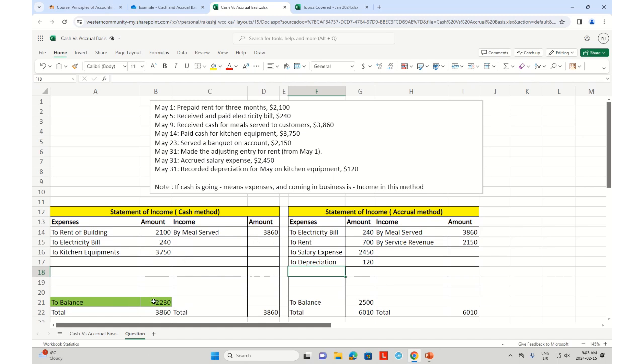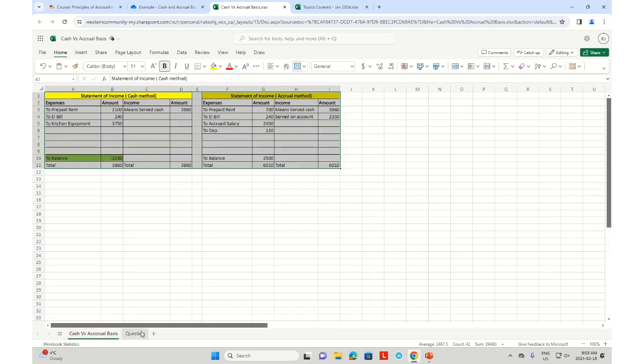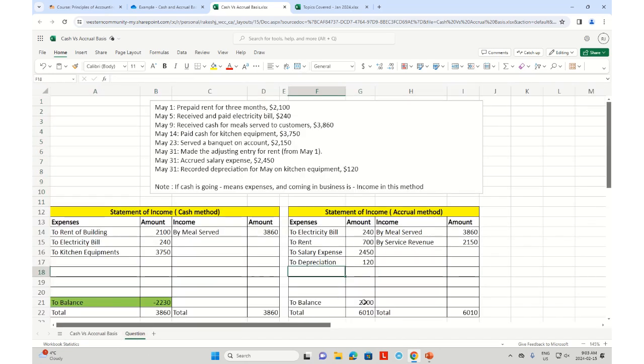Here it is showing there is a loss. So the loss is for 2230 and the profit here is for 2500. So here we can write net profit, and here this is in minus, so we can write a net loss. Or we can write this net loss here because this side is more and this side is less. So this side we can add minus this side, so here we can write loss as well, but here we are writing in minus, even then this is also right. So this is how the accrual basis of accounting and the cash basis of accounting work.